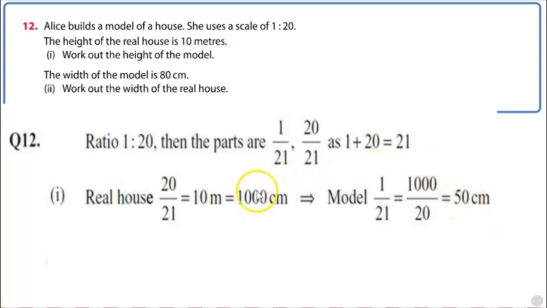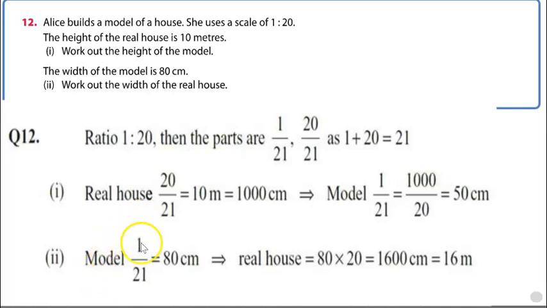The height of the real house is 1,000 centimetres. So you want to make sure that you're using the same unit of measurement. That's why we went from 10 metres to 1,000 centimetres here. So then part 2, the width of the model is 80 centimetres. Work out the width of the real house.